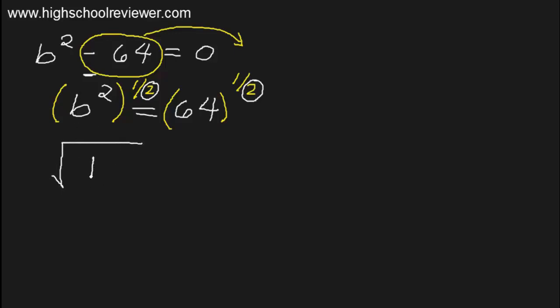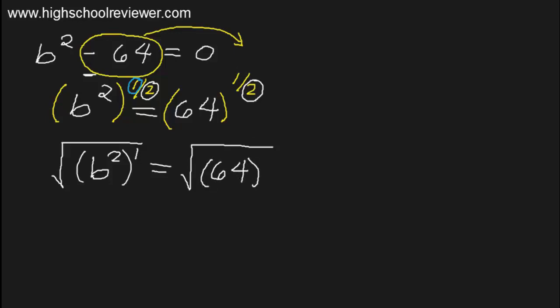Our base is b squared, and the numerator of the exponent here is 1, so that will be the exponent of b squared. So this will be b squared raised to 1. This is equal to, again, the square root, since this is 2, and our base is 64, and this will be raised to the exponent of 1, since 1 is our numerator. So this will be 64 raised to 1.